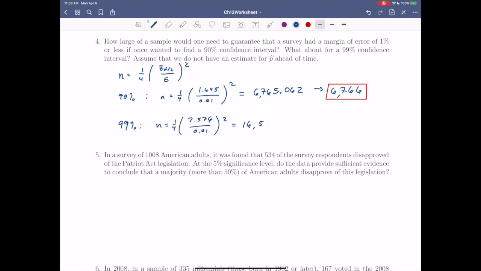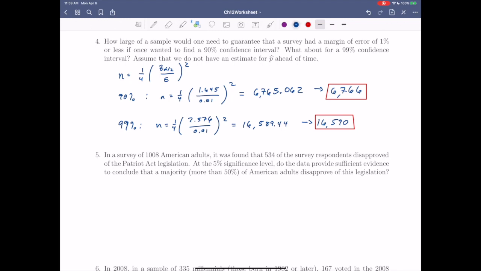589.44. And so if we round up, this is going to be 16,590. That's going to be the minimum sample size. That's quite a sample size, but that's going to be the minimum sample size that we need in order to have a margin of error of at most 1%.